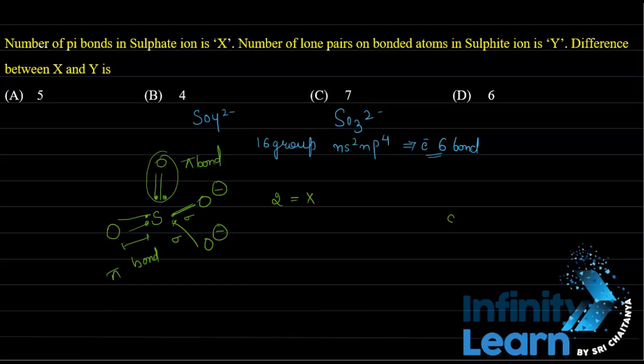Then we have sulfite. This is sulfur with 6 valence electrons, 1, 2, 3, 4, 5, 6. This is 1 double bond, then 2, this is 3, and there is 1 negative charge, and this has 1 lone pair. The question is asking about lone pairs on bonded atoms, so these 3 oxygens are the bonded atoms. Let us look at this.